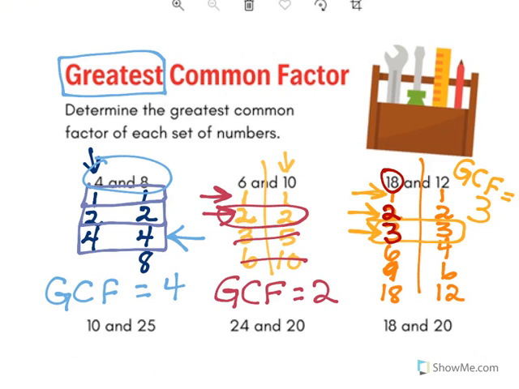Because 3 times 6 is 18. 2 times 9 is 18. 1 times 18 is 18. So you're looking for numbers that divide into each number. Then you're finding the ones they have in common and then picking the greatest number.